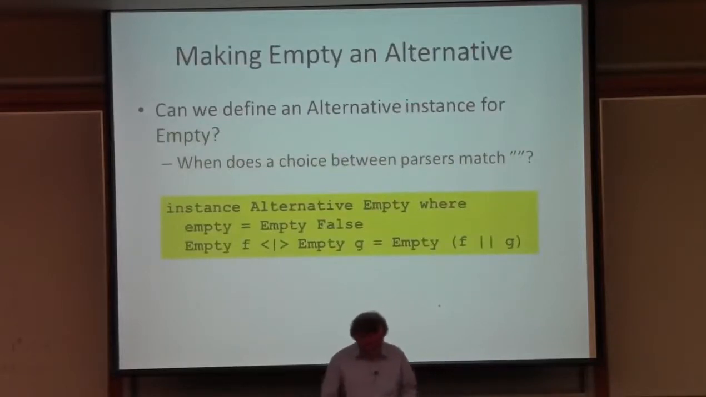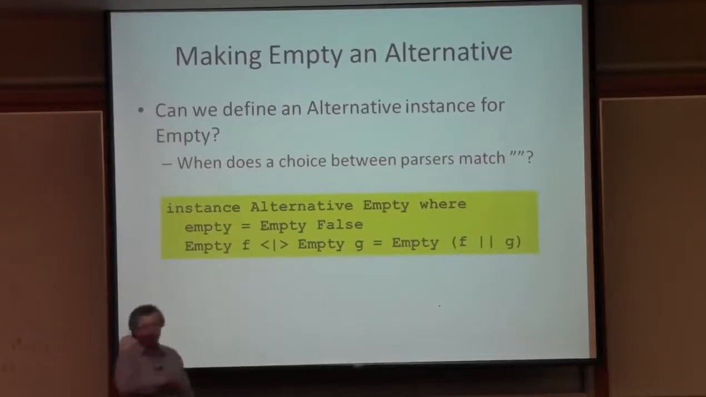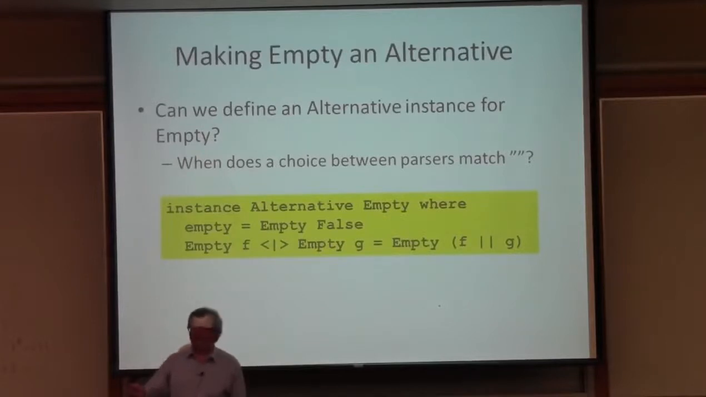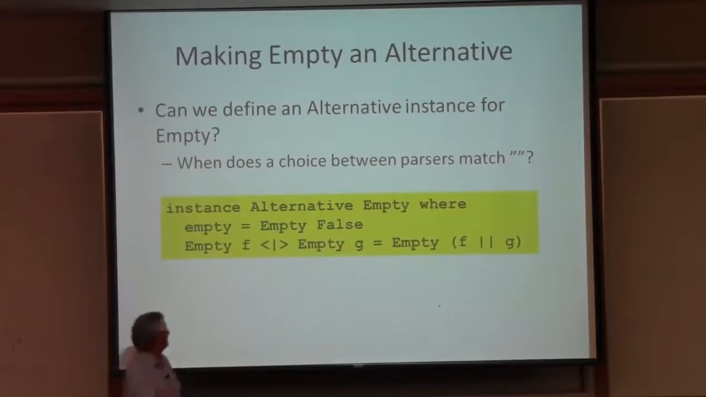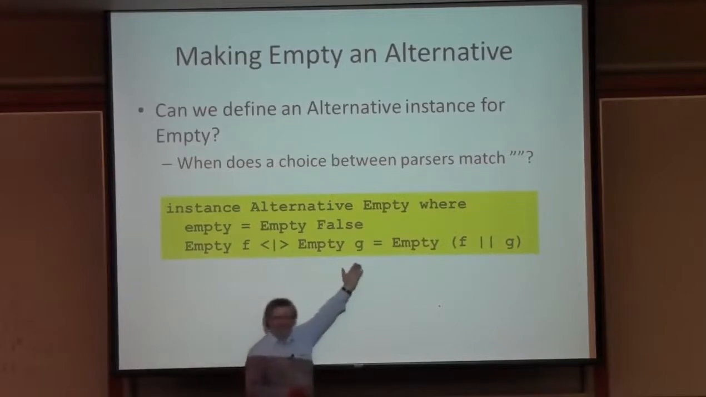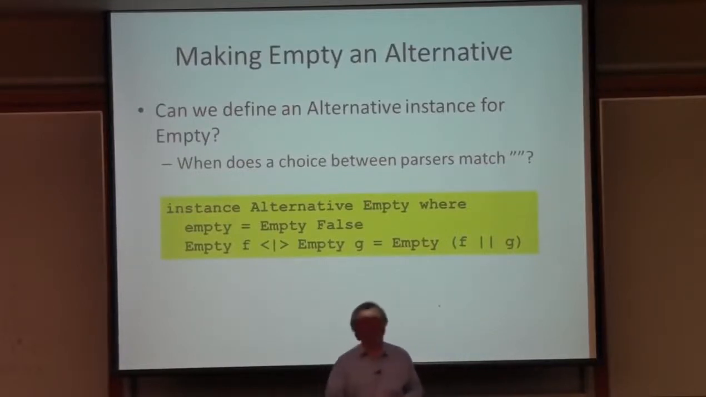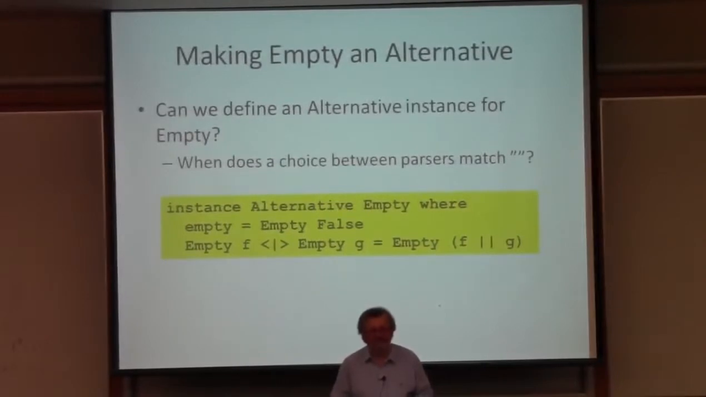Okay, so now I'm going to be using this choice operation in my parsers, of course. Can I define my empty functor as an alternative? So what I need to do is answer the question, when does a choice between two parsers match the empty string? Empty is going to represent a parser that accepts no inputs whatsoever. Does that accept the empty string? No, it accepts no inputs whatsoever. So the correct value there is false. If I have a choice between two parsers, f and g, then how can I tell whether that will accept the empty string? Well, if either f accepts it or g accepts it, then the combination will. So now I can combine f and g with the Boolean OR operator.